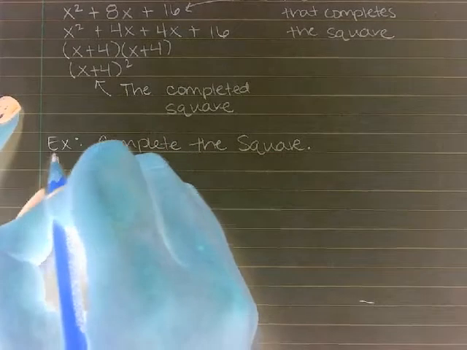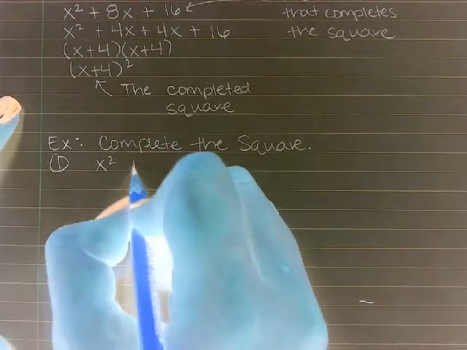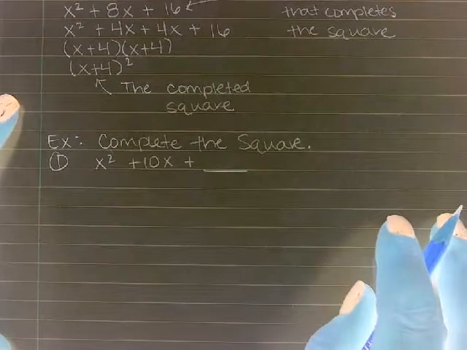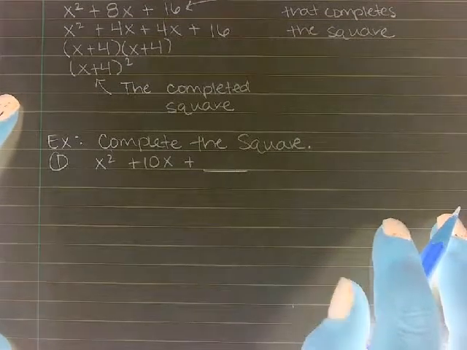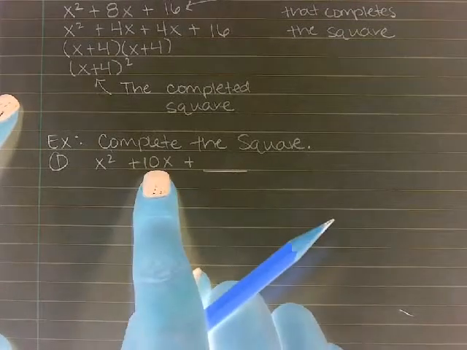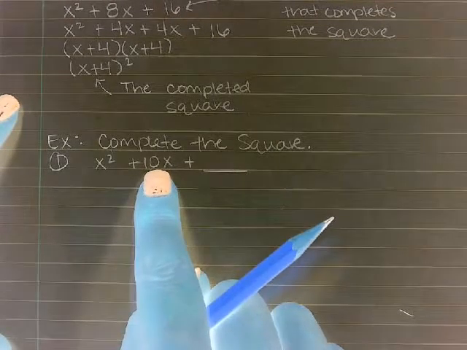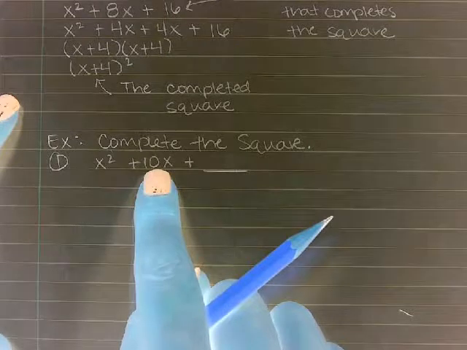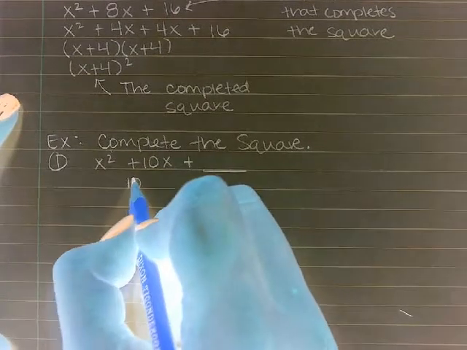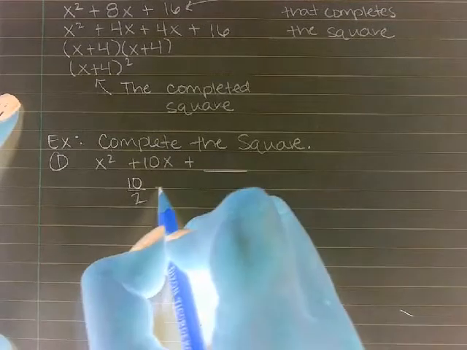So if I had x squared plus 10x plus something, and I wanted to figure out what number would go in the blank, what am I going to do with the 10? I'm going to divide it by 2, because that's how they got x squared plus 5x plus 5x, okay? So I'm going to say 10 divided by 2 gives me 5.